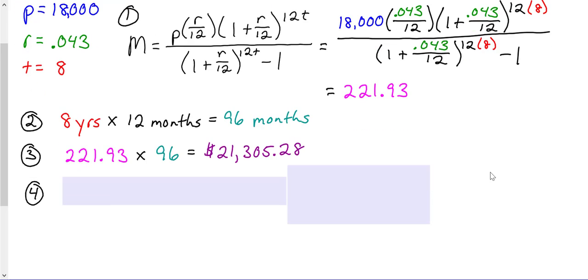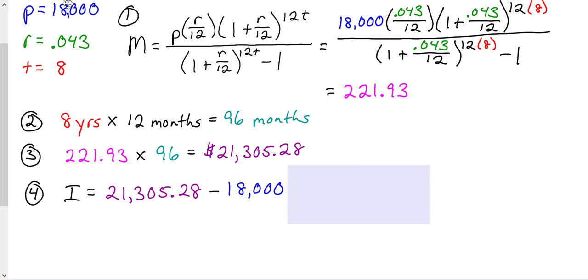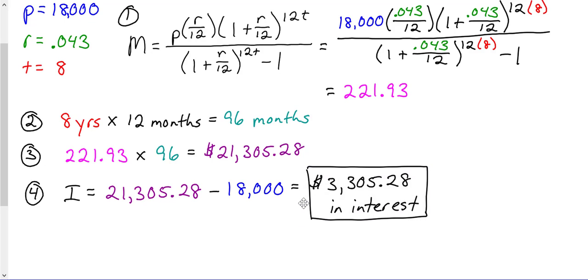To once again figure out the interest, we take how much we paid, the $21,305.28, subtract our principal amount, what the car was actually bought for, $18,000, and that means Hannah paid $3,305.28 in interest on her car loan.